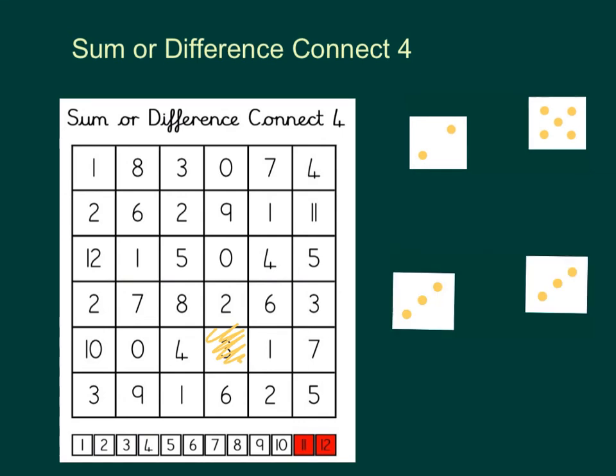Now for their go, my partner's rolled a 3 and a 3. They could cross off a 0 because the difference is 0, or they could go for the sum, which is a 6. They have a look at the board, they think, which one am I going to cross off? And they think, well, how about this 6 underneath here? So they've chosen, rather than the difference, to cross off the sum. Keep playing, you can use either the sum or the difference. Who's the first to connect 4?